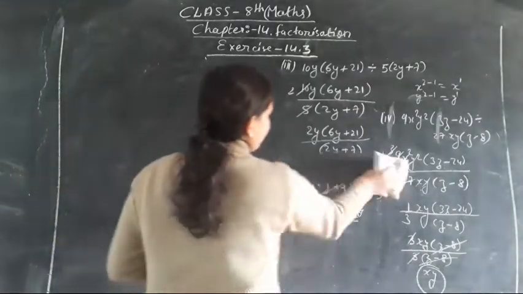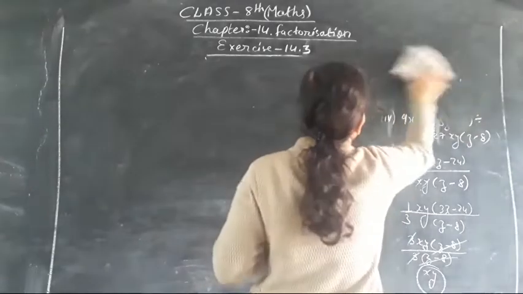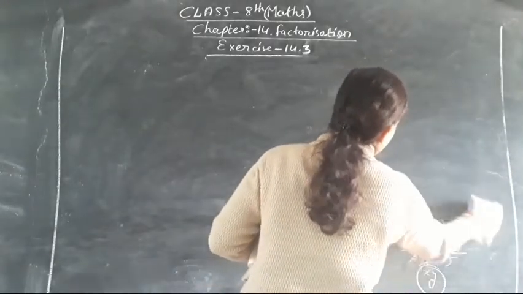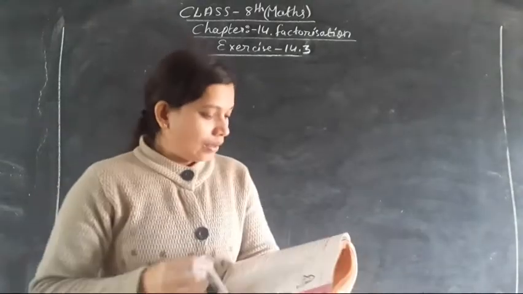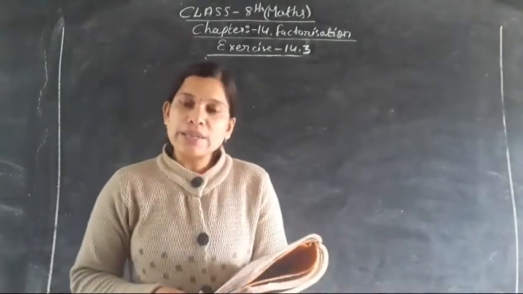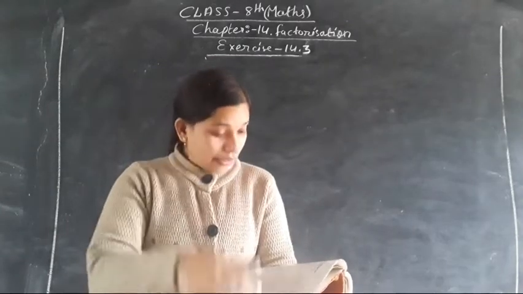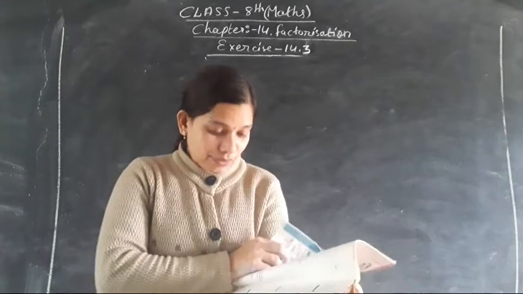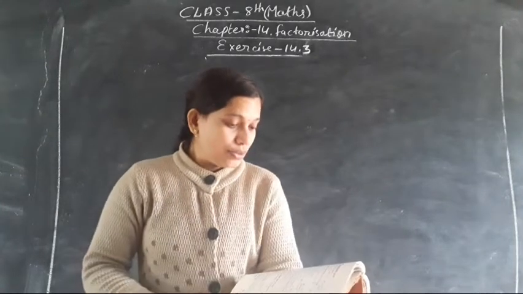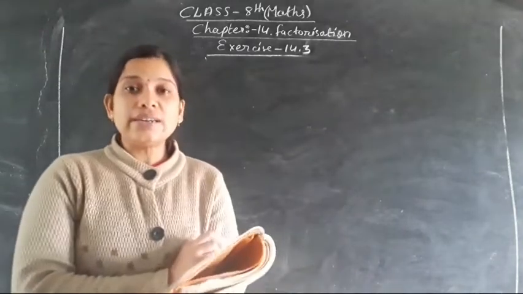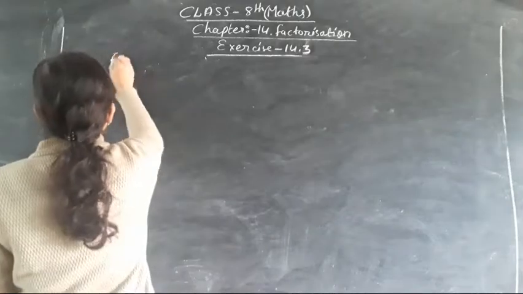Question number 4. Moving toward question number 4, what does it say, from exercise 14.3? It is said: divide as directed. What are we having? Divide as directed. So divide as directed, that means जिस तरह से दिया गया है उसी के अकॉर्डिंग हमको इसको डिवाइड करना है.